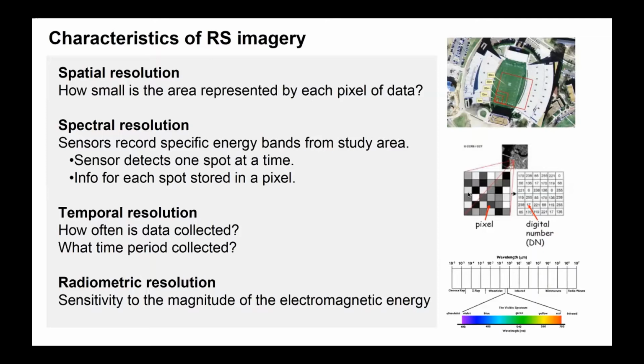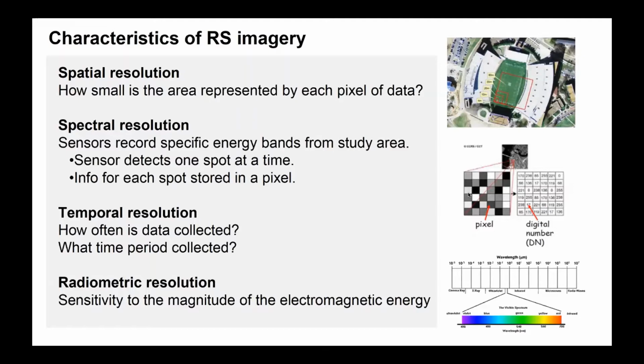Second one is spectral resolution. It refers to the ability of satellite sensors to measure specific wavelengths of the electromagnetic spectrum. Third one is temporal resolution, which helps in answering questions like how often is data collected.